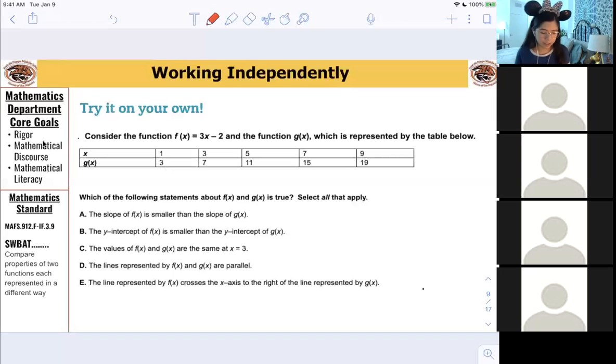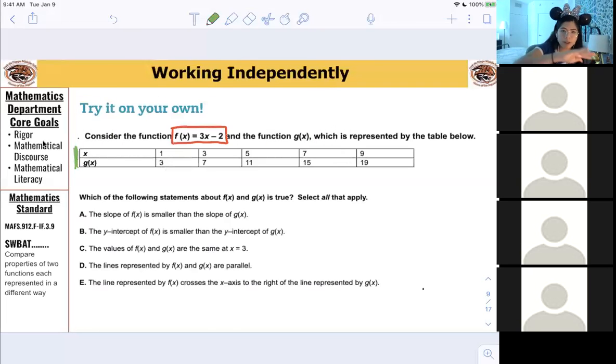Here's the problem you guys are going to try. Read it very carefully. It says, consider the function f of x equals 3x minus 2, and the function g of x, which is represented in the table below. So what are my 2 different functions? Which one's f of x? 3x subtracted by 2. So f of x is an equation, and g of x is this table.